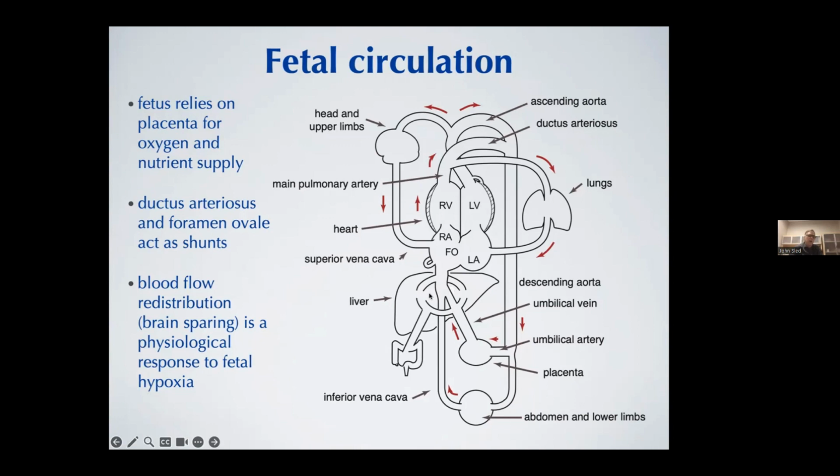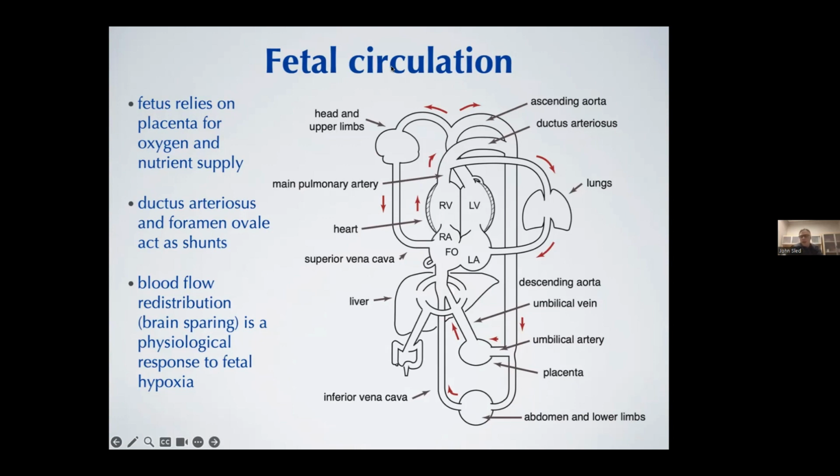There's also a shunt called the ductus venosus in the fetal liver, which allows you to bypass the liver when needed. And then there's also this connection between the right atrium and the left atrium called the foramen ovale, which allows oxygenated blood coming from the placenta to stream across this connection and enter the left atrium, into the left ventricle, and go up to the brain.